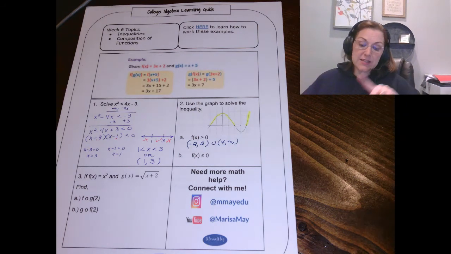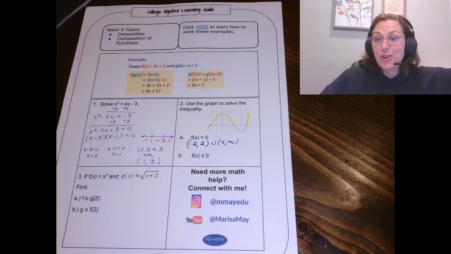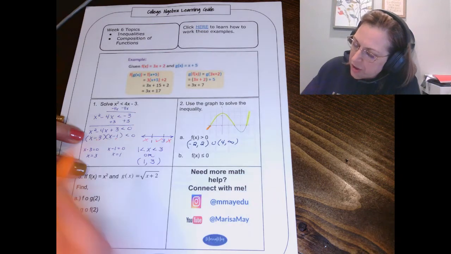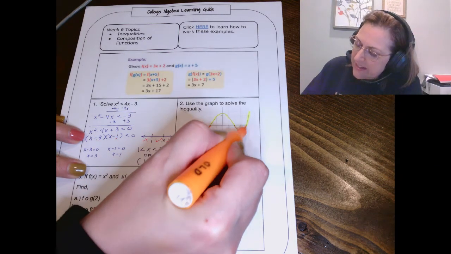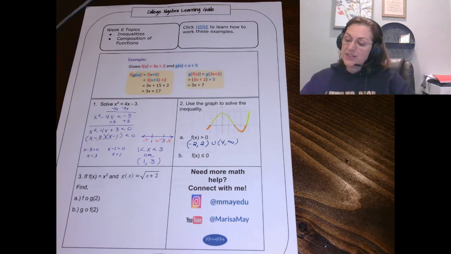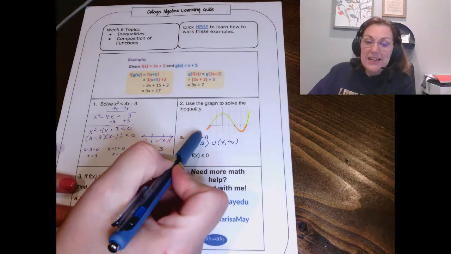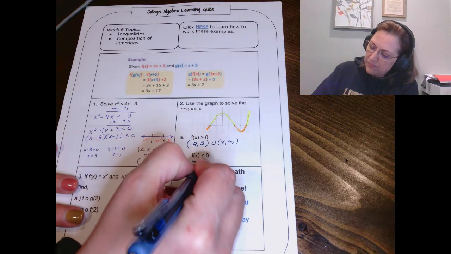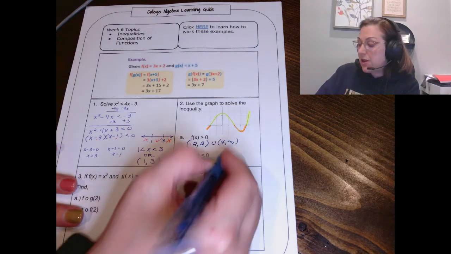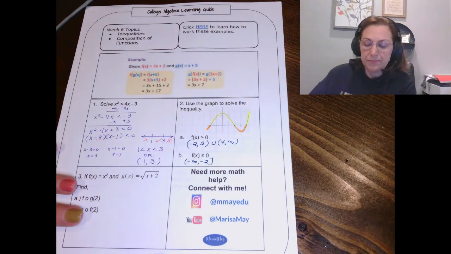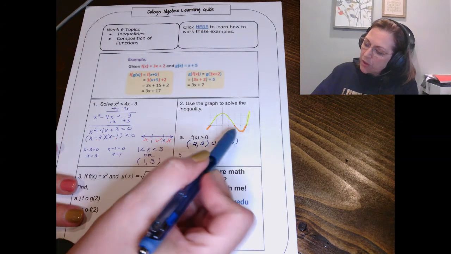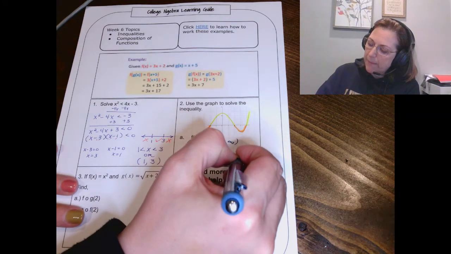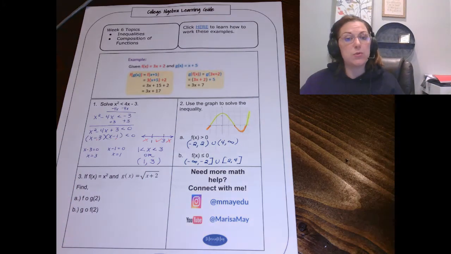Now, B asks us, where is this graph below the x-axis? That's what that notation means. And so I'm going to have to use this section and this section. Okay, so to say that, I would say from negative infinity to negative 2. Now this time, because of the equal to, I'll use the bracket, and then we're going from 2 to 4. And again, using the bracket because of the equal to under the inequality.